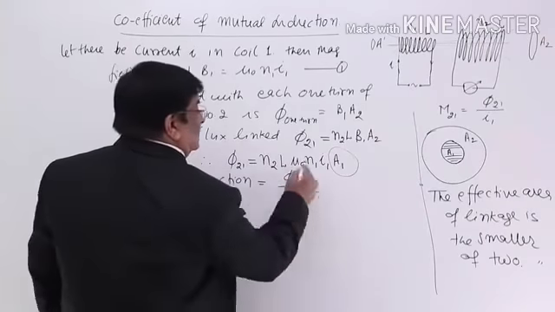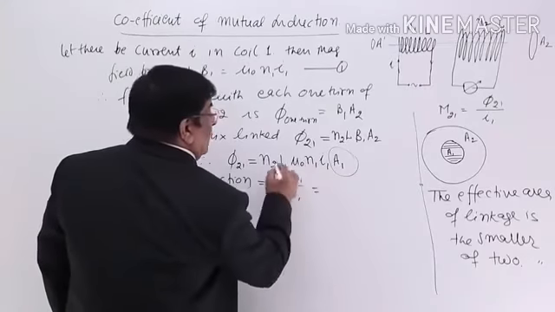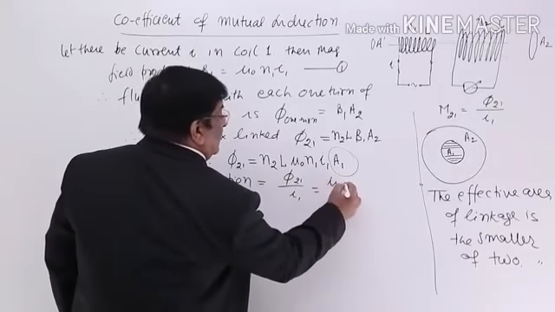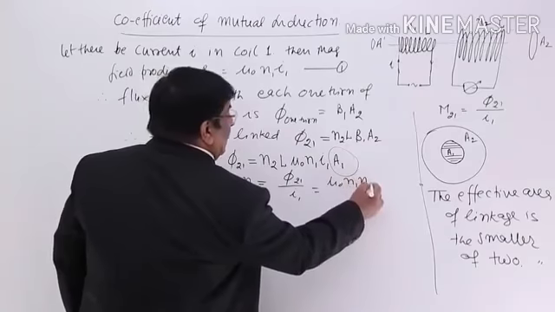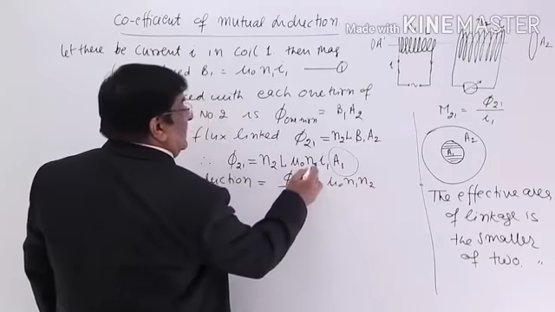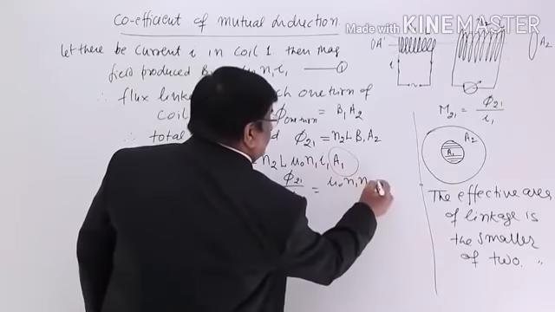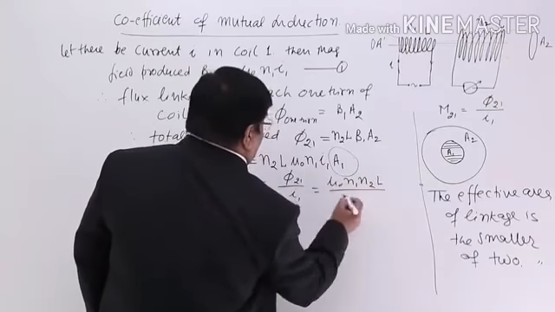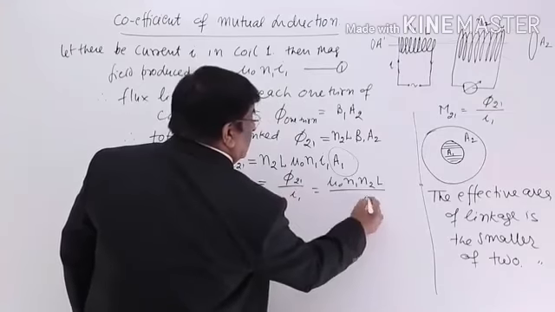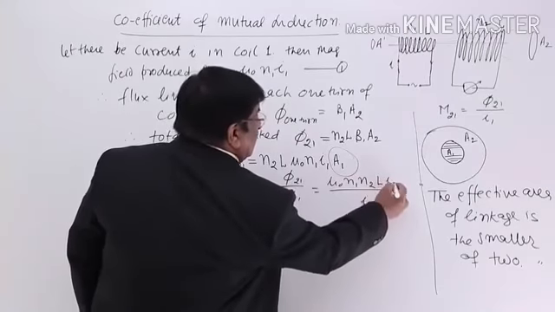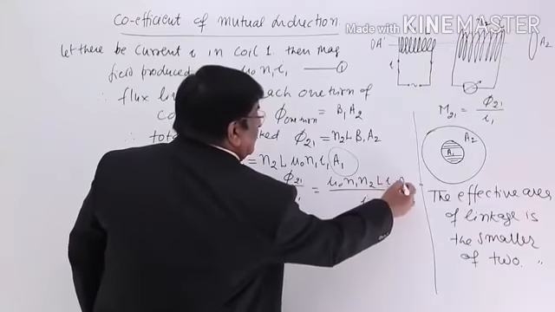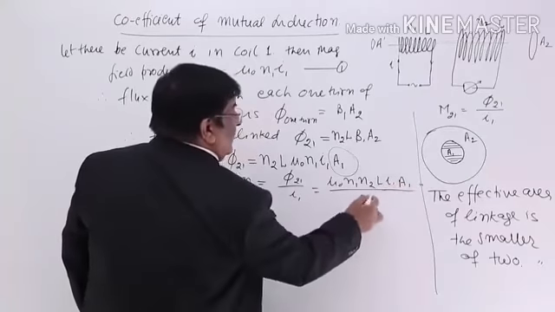Now phi here is N1, N2, mu naught, I1, L, divided by I1, and here is this I1 and this is A1. Okay, I1 is cancelled.